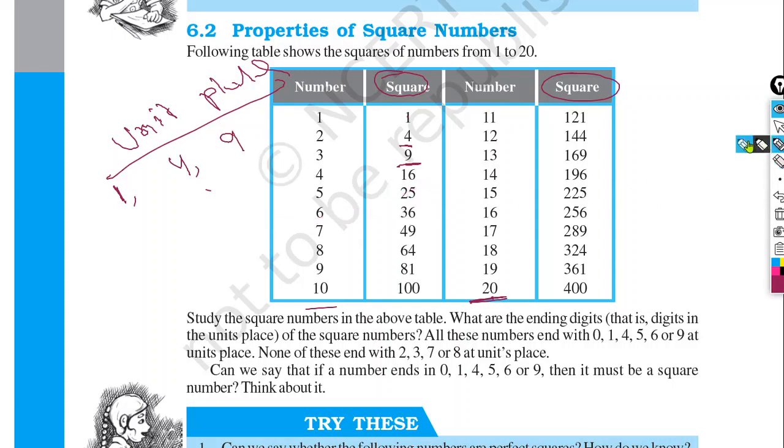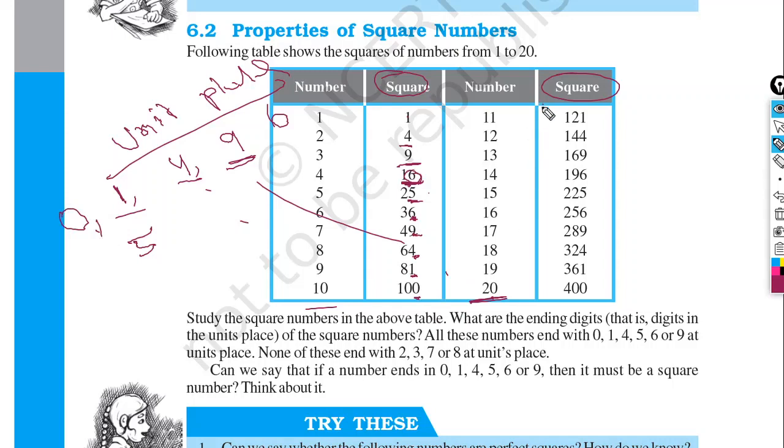Then what other number is there? 6 is there in the unit place, so we can write 6. 5 is there, again we can write 5. Again you see 6, which we have already written. Then 9, also already written. 4 also written. 1 also written. We are only looking at the unit place. Then 0, we have not written 0, so we can write 0.